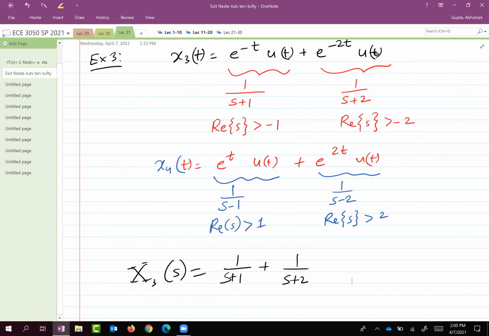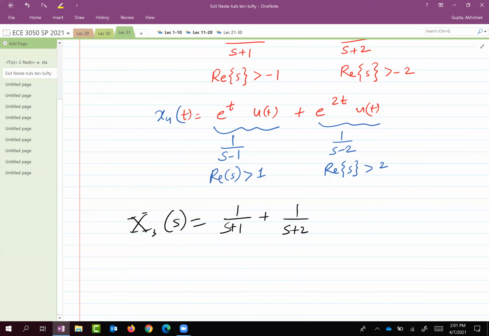So I'm just going to add the two functions, 1 over s plus 1 plus 1 over s plus 2. But remember that when we are talking about Laplace transform, the function is one part, but the second part is the region of convergence. So I need to figure out what the region of convergence should be. Anyone has any thoughts? Would it be between -2 and 1? Between the two that we already have. Okay, let's think about it.